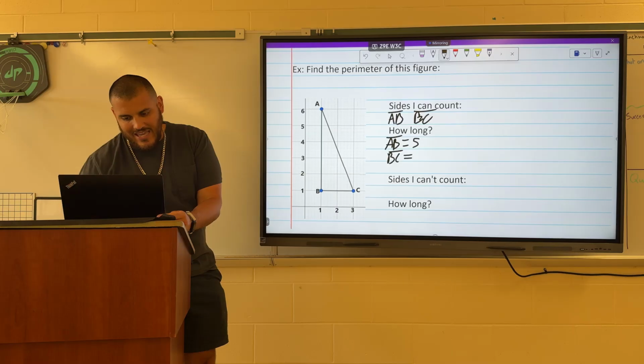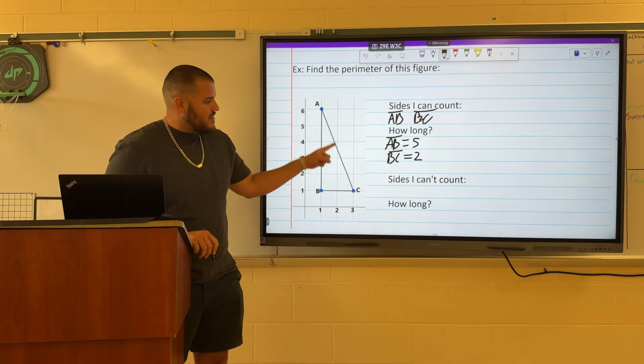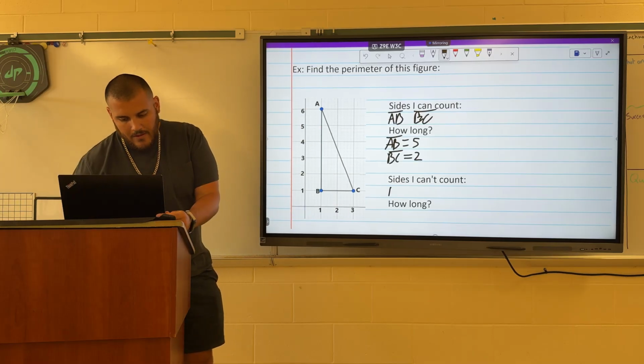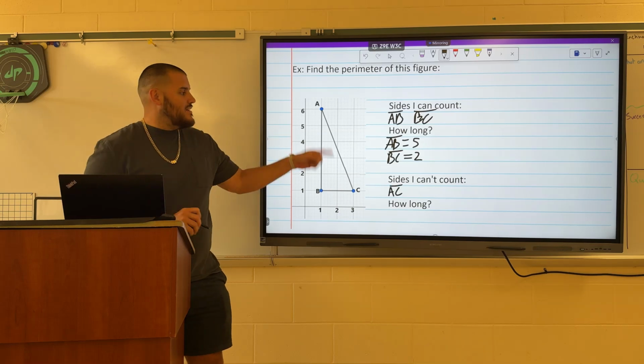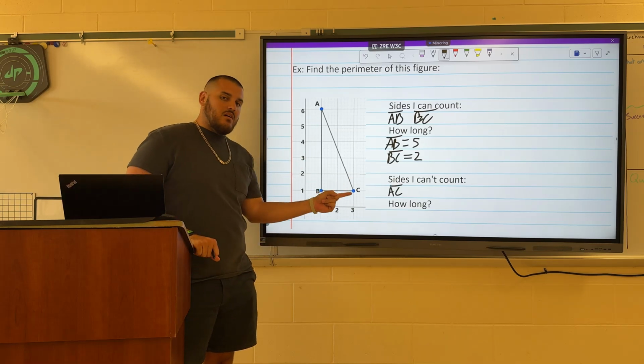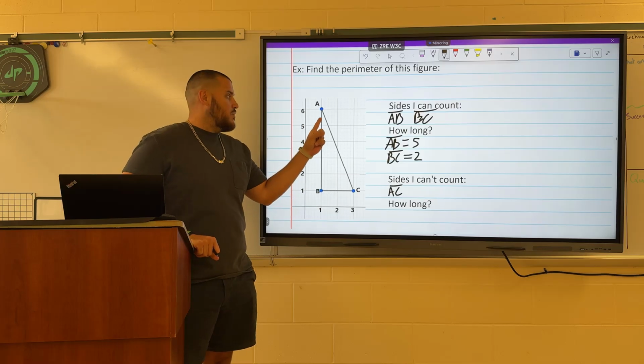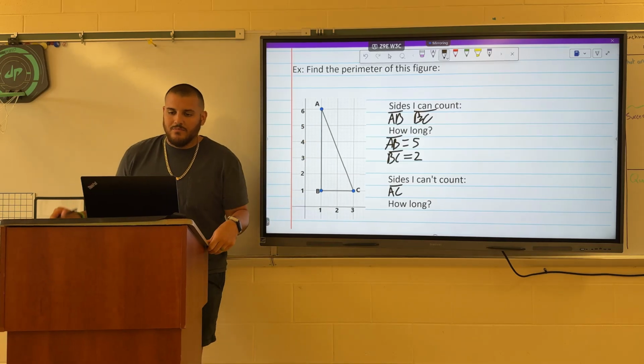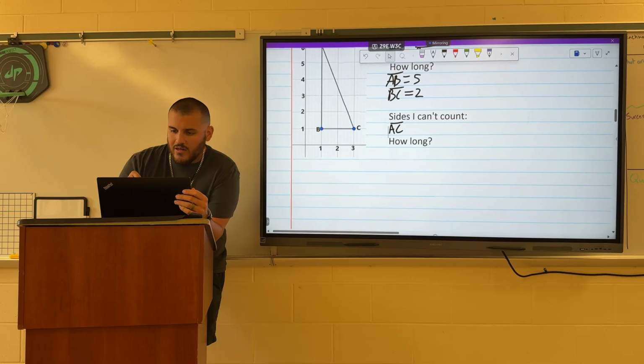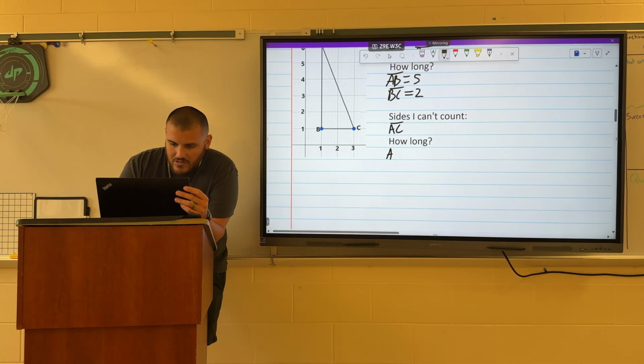The side that we cannot count with our fingers, that diagonal side, AC. So remember, for these sides that are diagonal, we can find out how long they are with the distance formula using point A and point C. So that's the work that's going to be required for this problem. In order to find that out, I'm going to write down the locations of these points. Point A was at 1, 6. Point C was at 3, 1.